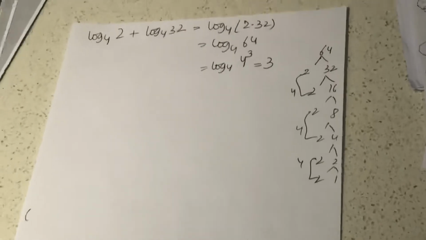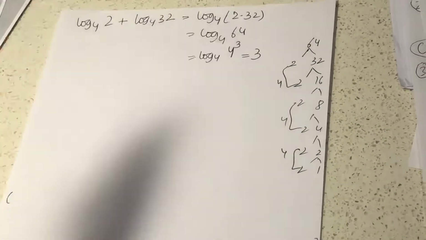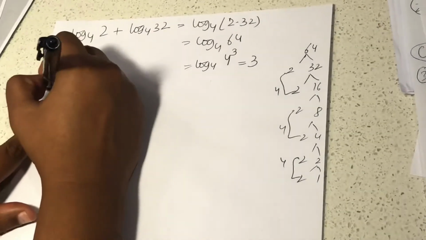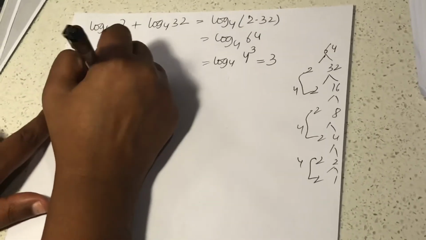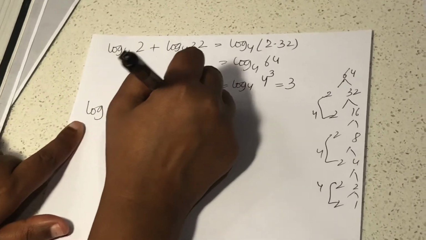That's condensing. You're making it smaller. See, this was a whole thing, and I made it into a small number, which is 3. One more example. You have log 4x minus 3 minus log x.